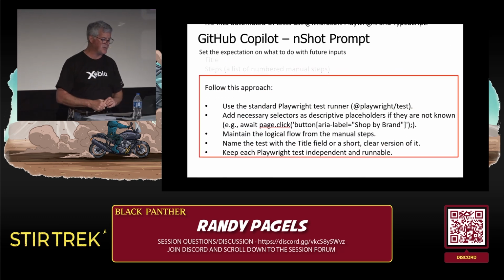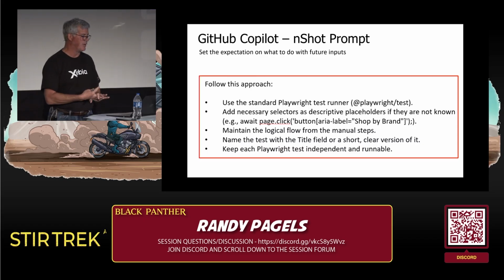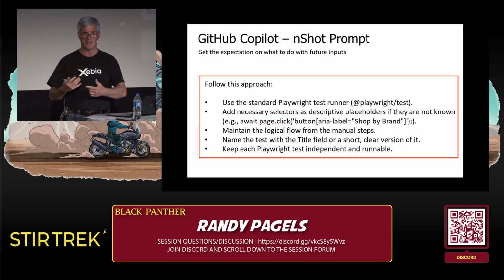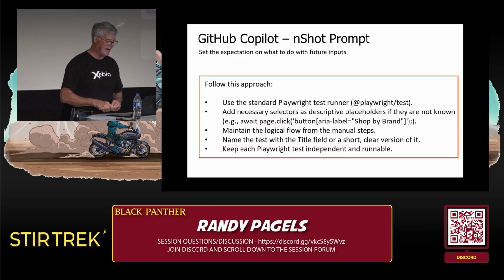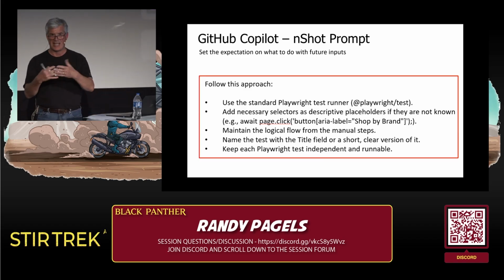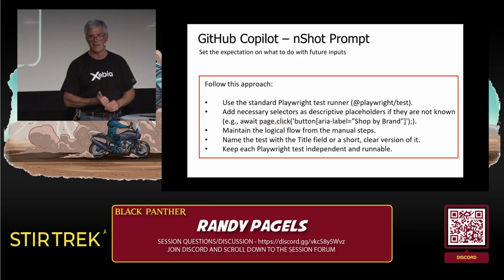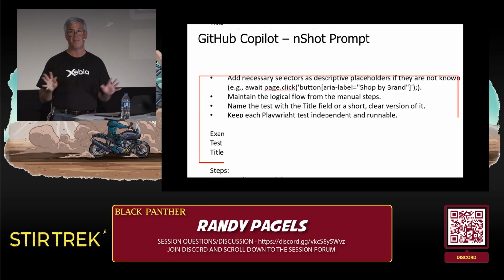Then Copilot continued and said, follow this approach. So basically, using the Playwright runner, we want to do awaits. So we do the page clicks with awaits. I wanted to name this Playwright test the same name as the test title, and then make sure that each Playwright test runs independently and is very runnable. Again, this is just a prompt, by the way.